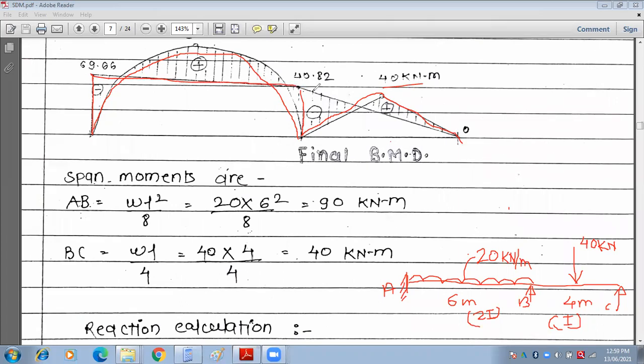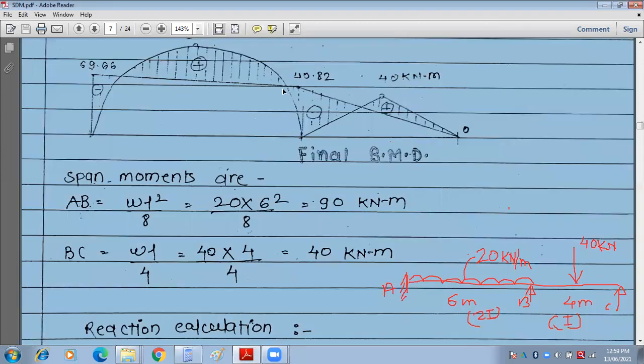And here the uncommon portion of all this diagram is nothing but what? Your actual bending moment diagram. Okay, therefore here this hatched portion is nothing but the actual bending moment diagram of that particular provided beam. Now this one is the bending moment calculation, but further we have to proceed to the reaction calculation.